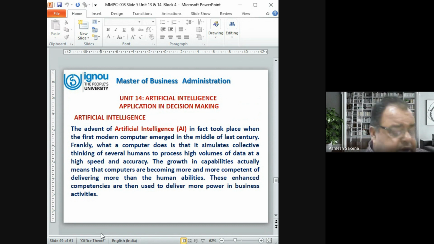The advent of artificial intelligence in fact took place when the first modern computer emerged in the middle of last century. Frankly, what a computer does is that it simulates the collective thinking of several humans to process high volumes of data at high speed and accuracy. The growth of capabilities actually means that computers are becoming more and more competent at delivering more than human abilities. These enhanced competencies are then used to deliver more power in business activities.